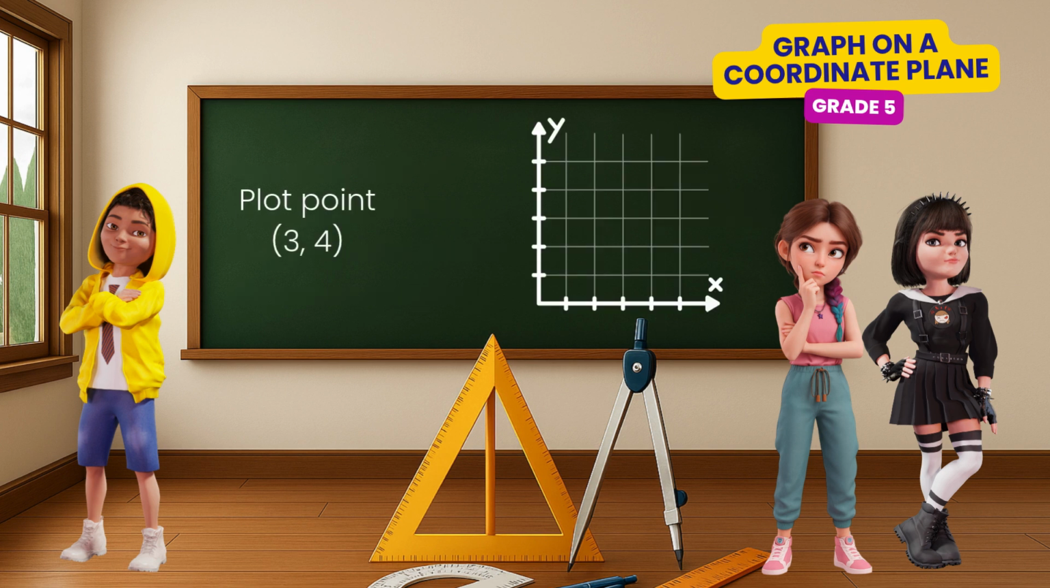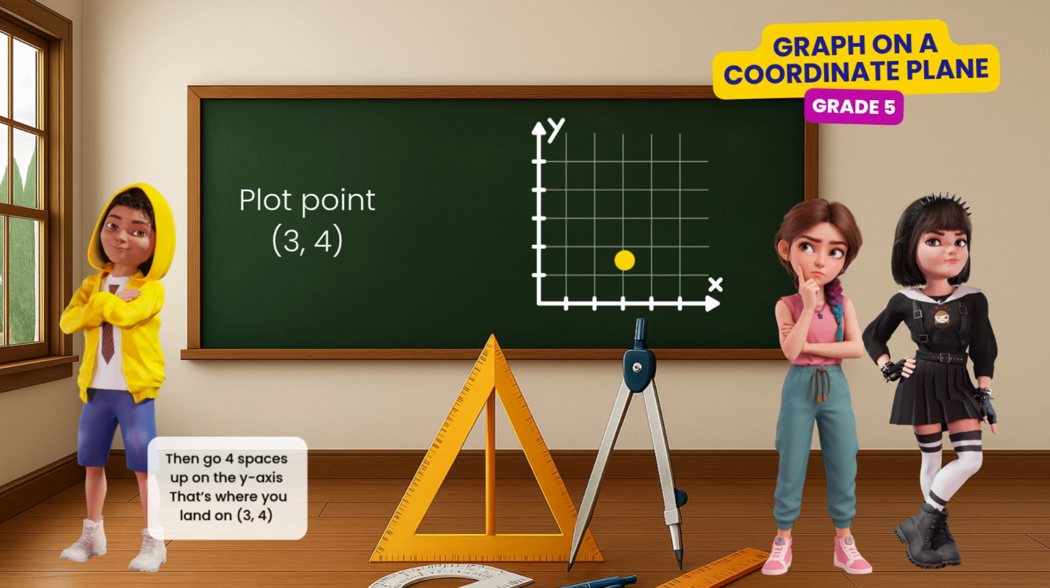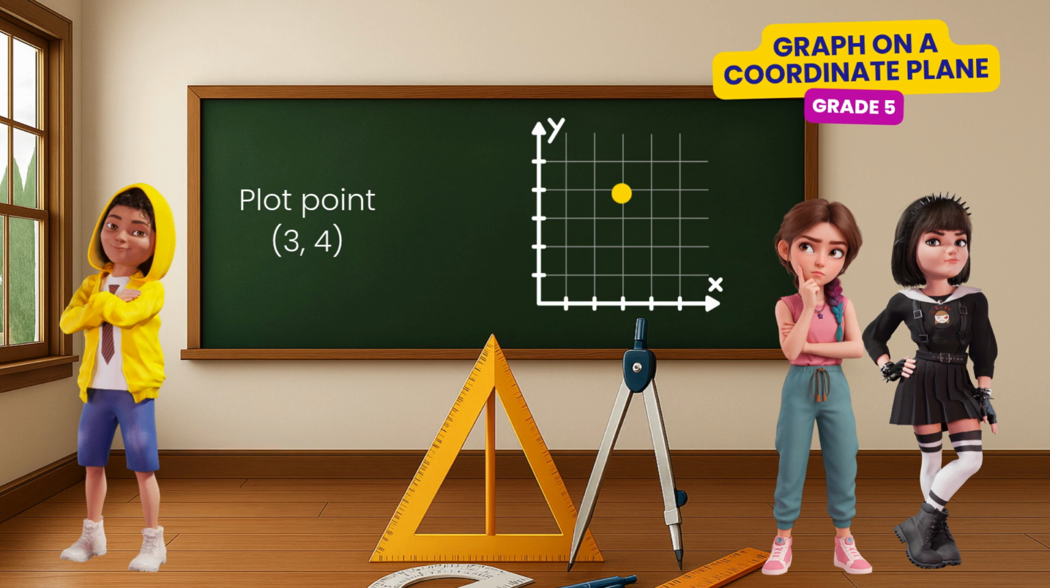Here's the question. Plot point (3, 4). Start at the origin, (0, 0). Move 3 spaces to the right on the x-axis. Then go 4 spaces up on the y-axis. That's where you land, on (3, 4).